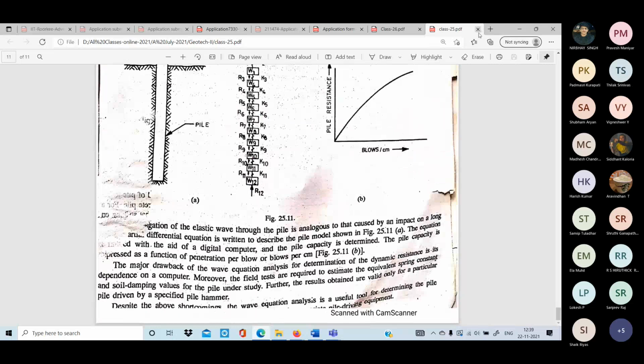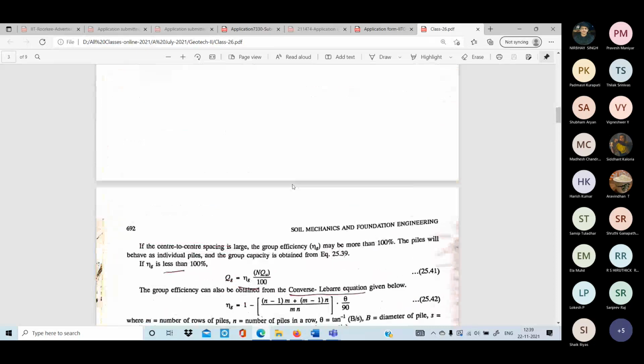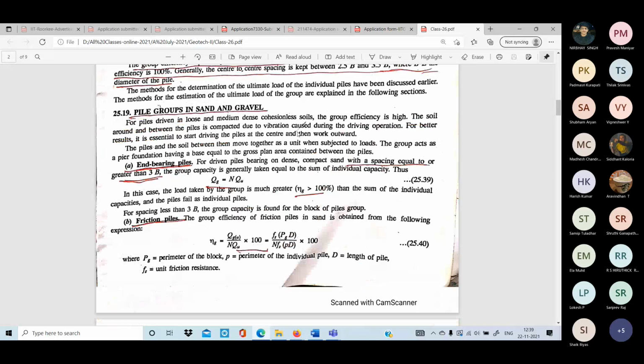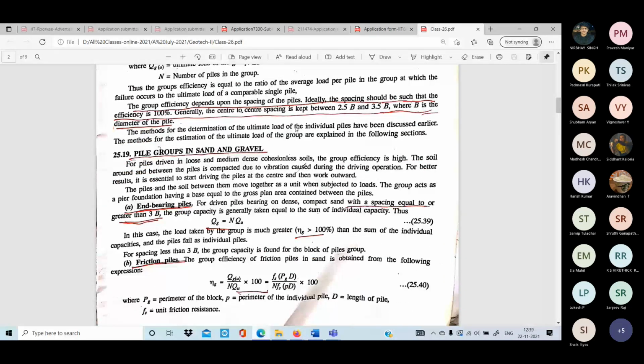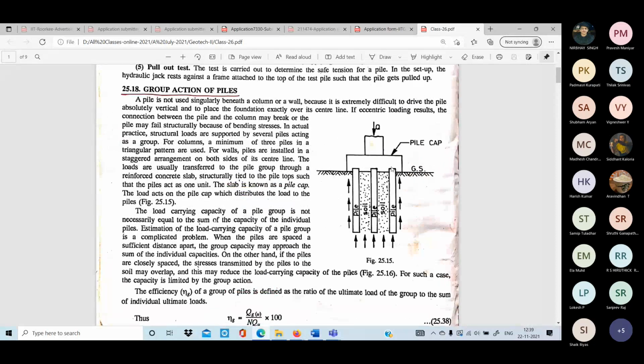Now in today's class, that is 26, we'll focus on group of piles. Whatever we have studied till now is on the single pile. Suppose we have a group of piles like this. So this is the group of piles resting on the different piles. How do we find the capacity generally for a group of piles? What we can do is find out the whole group capacity or individual capacity, so that we can find out the efficiency, which is better and which is not.